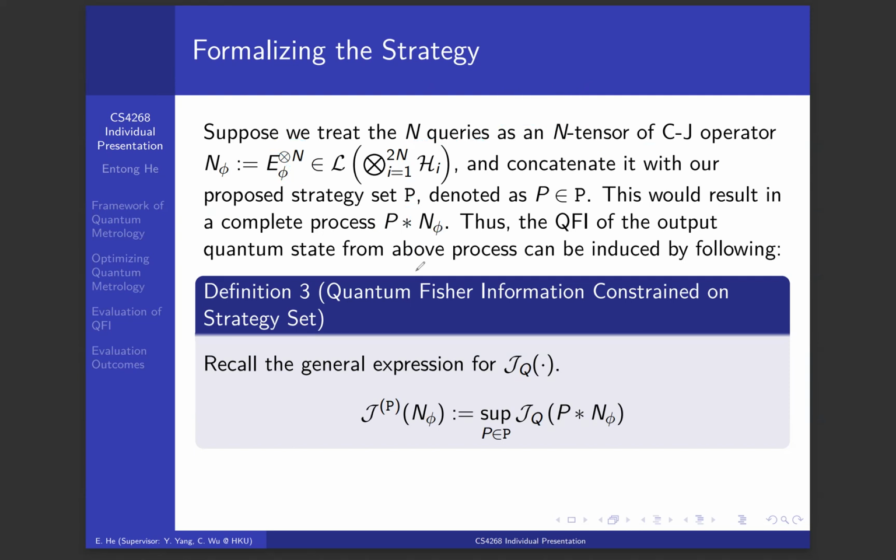So the QFI of the output quantum state from the above process is defined as the following. So this is defined to be our optimal strategy in the strategy set P of this joint process. We are taking the supremum of this. This is the quantum Fisher information induced by P and N sub phi.